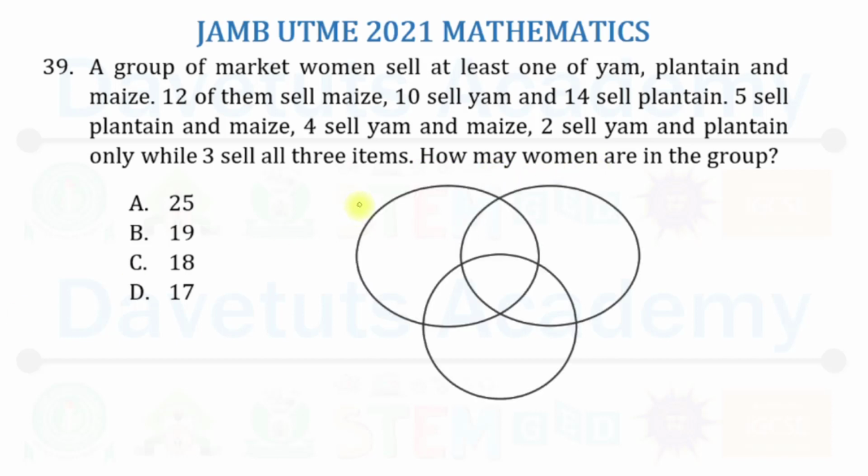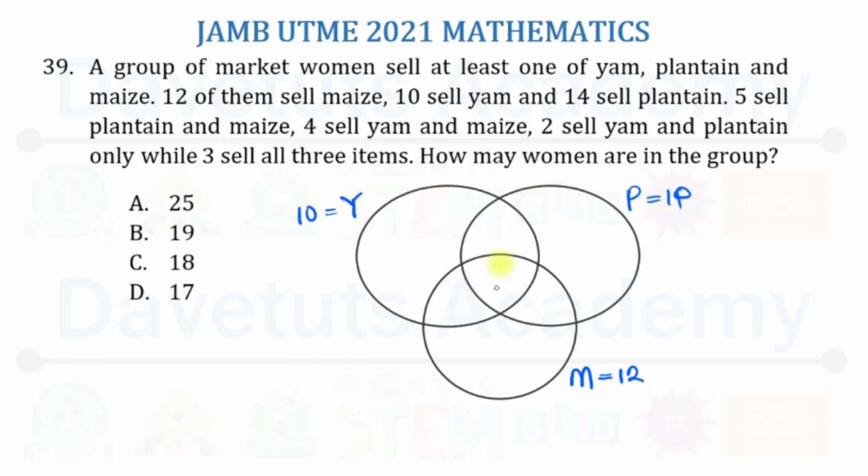Okay, I'm having this as my yam. I'm having this as my plantain, and I'm having this as my maize. So let's look at the question. Ideally, it's best that we start interpretation from the inside out. But we can just know that we are told that 12 of them sell maize, so maize is 12. 10 sell yam, yam is 10, and then 14 sell plantain. We can pick from there.